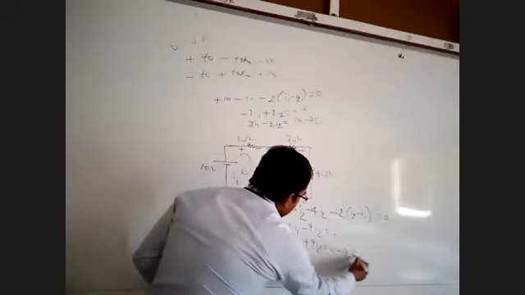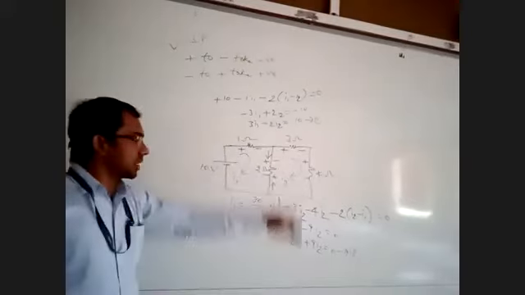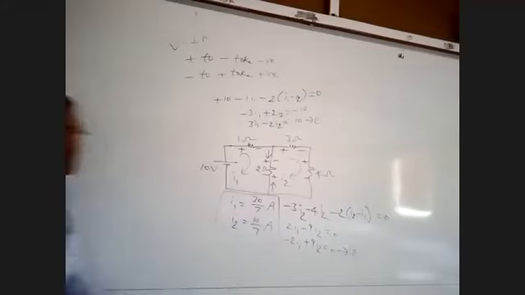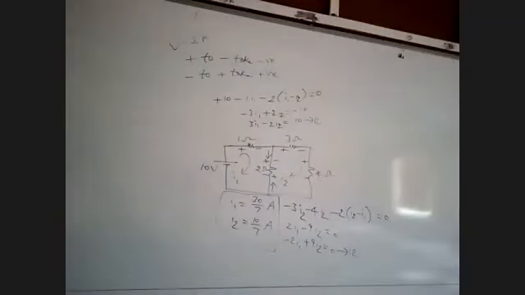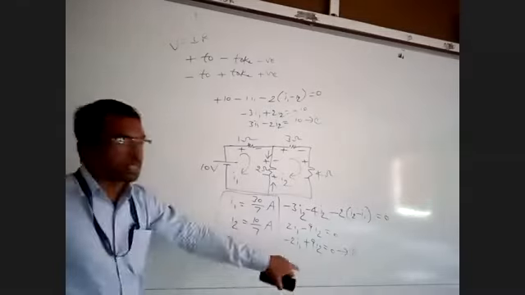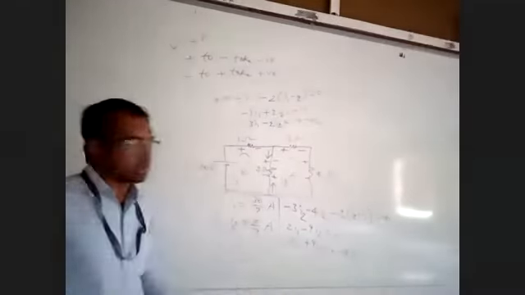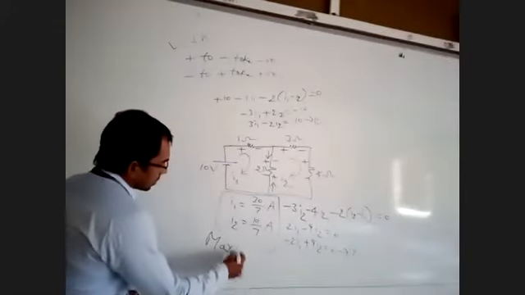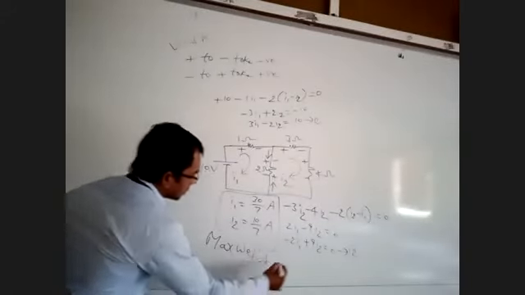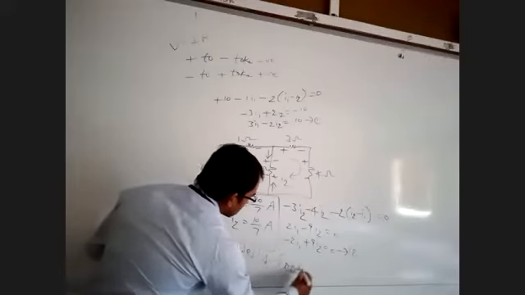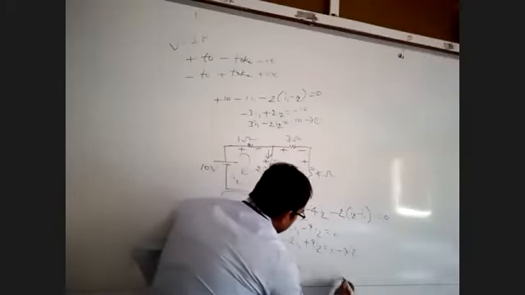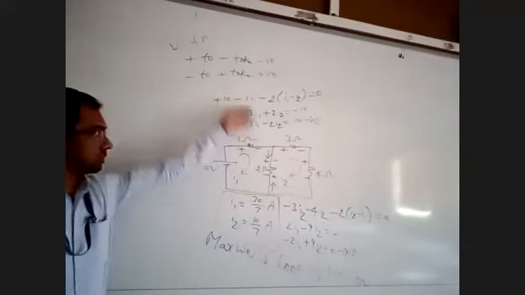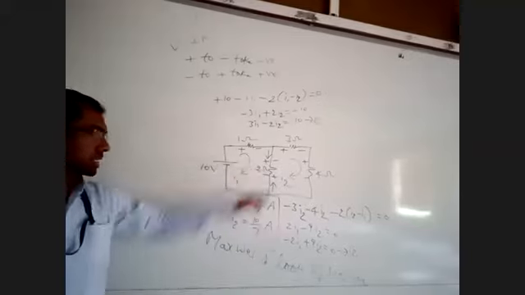Let it be equation 2. If you solve equations 1 and 2, we get these values. This method of solving the equations and determining the currents I1 and I2 is called Maxwell's loop equation method.